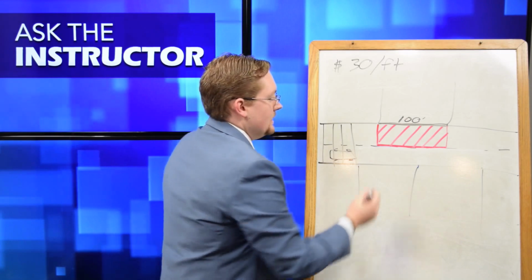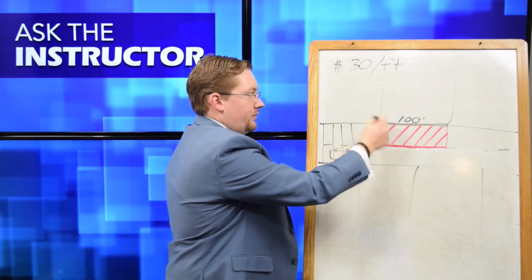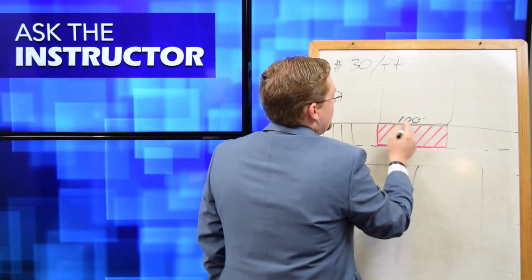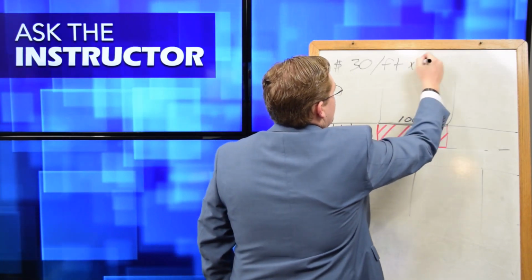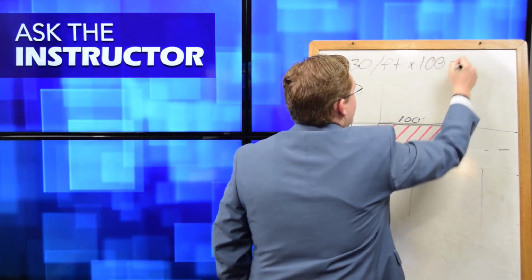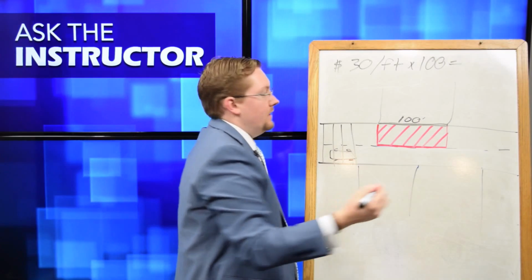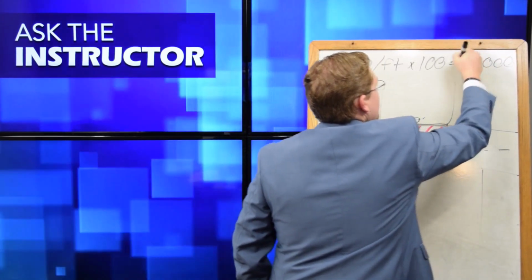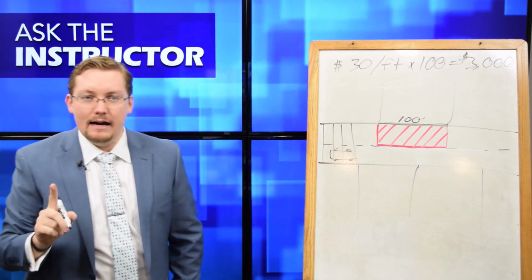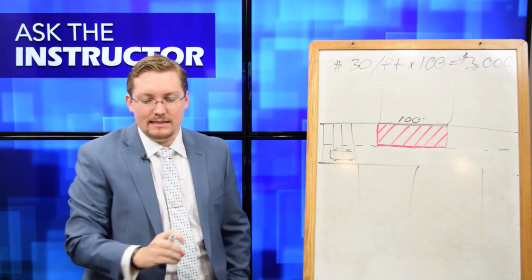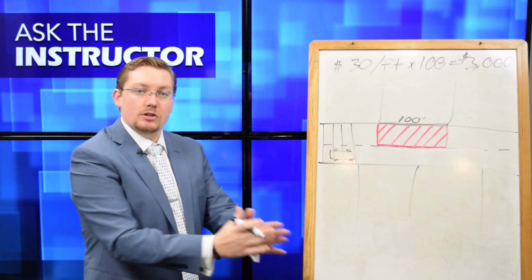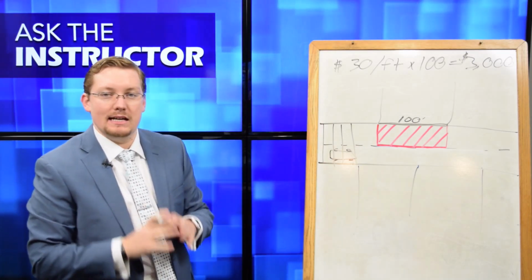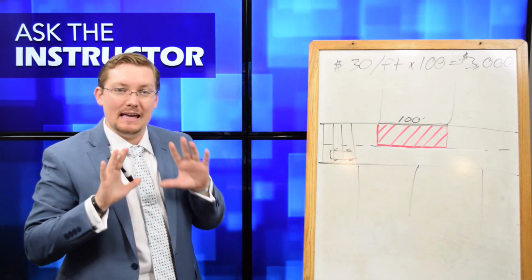So you can already see, to figure out what the cost is in front of our property, all we're going to do now is take the $30 per foot and multiply it by our 100 feet. And when you do some simple calculations, you'll see that that's $3,000. Now, $3,000 isn't going to be the owner's special assessment yet. We're on the right track. We're working towards the special assessment, but we're not at the special assessment yet.